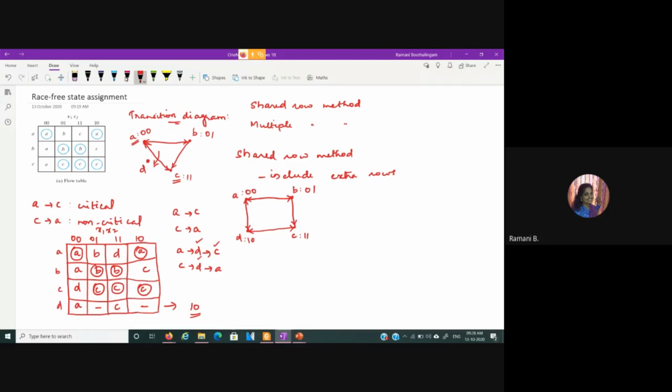We shall continue this in tomorrow's class, where we continue with the 4-row example and then we see the multiple row method. Multiple row method is somewhat easier actually. You need not analyze too much. It is a simple one. This shared row method only takes some analysis. So we shall finish today's class here. Thank you guys.